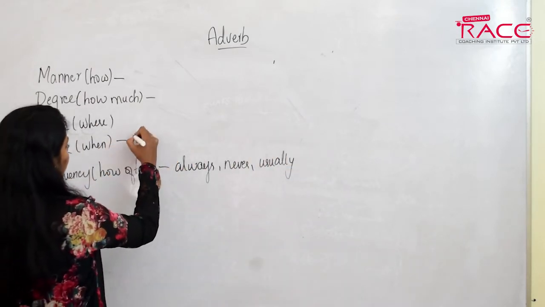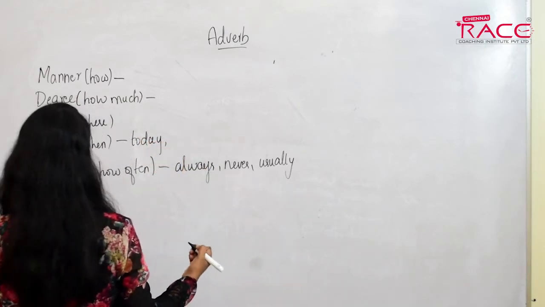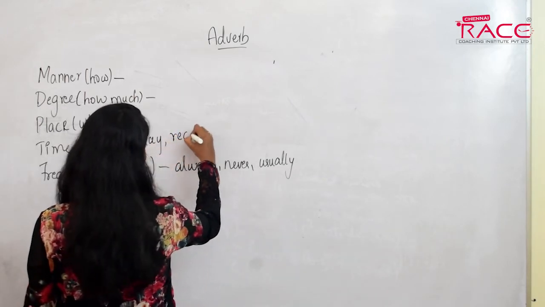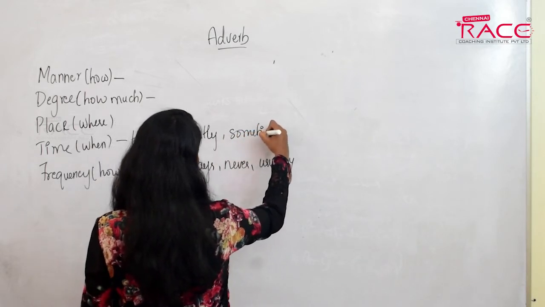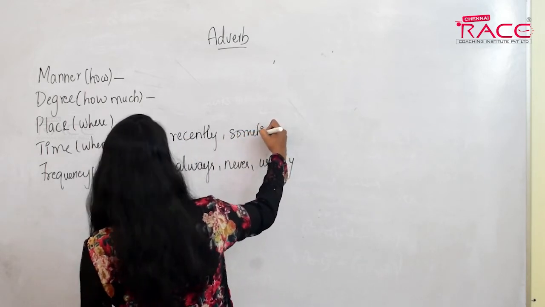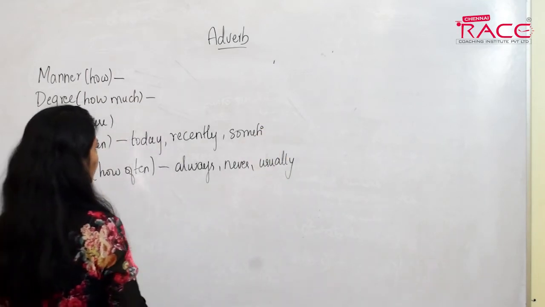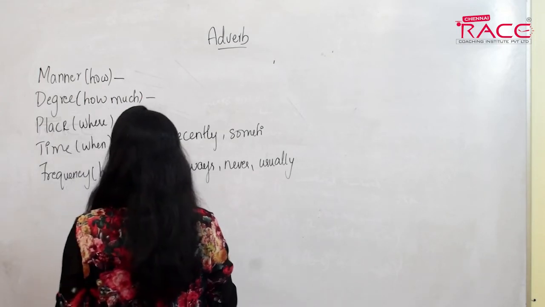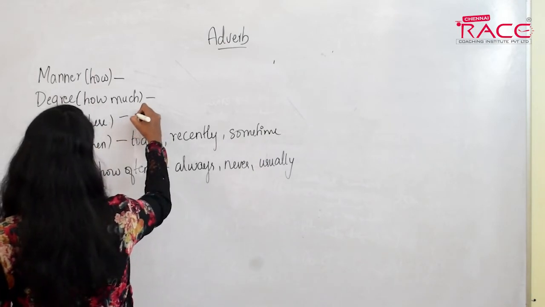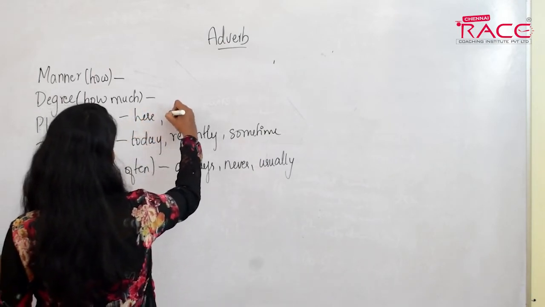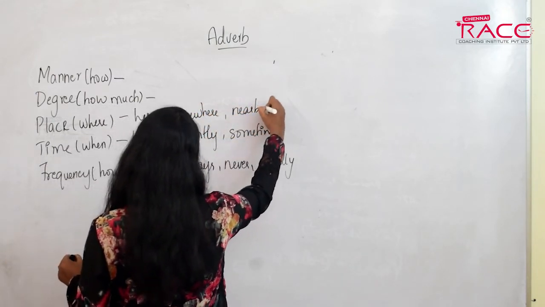When I say time, we can say today, yesterday, tomorrow, recently, sometime. When I talk about place, it can be here, there, somewhere, nearby, upstairs. It could mean anything.